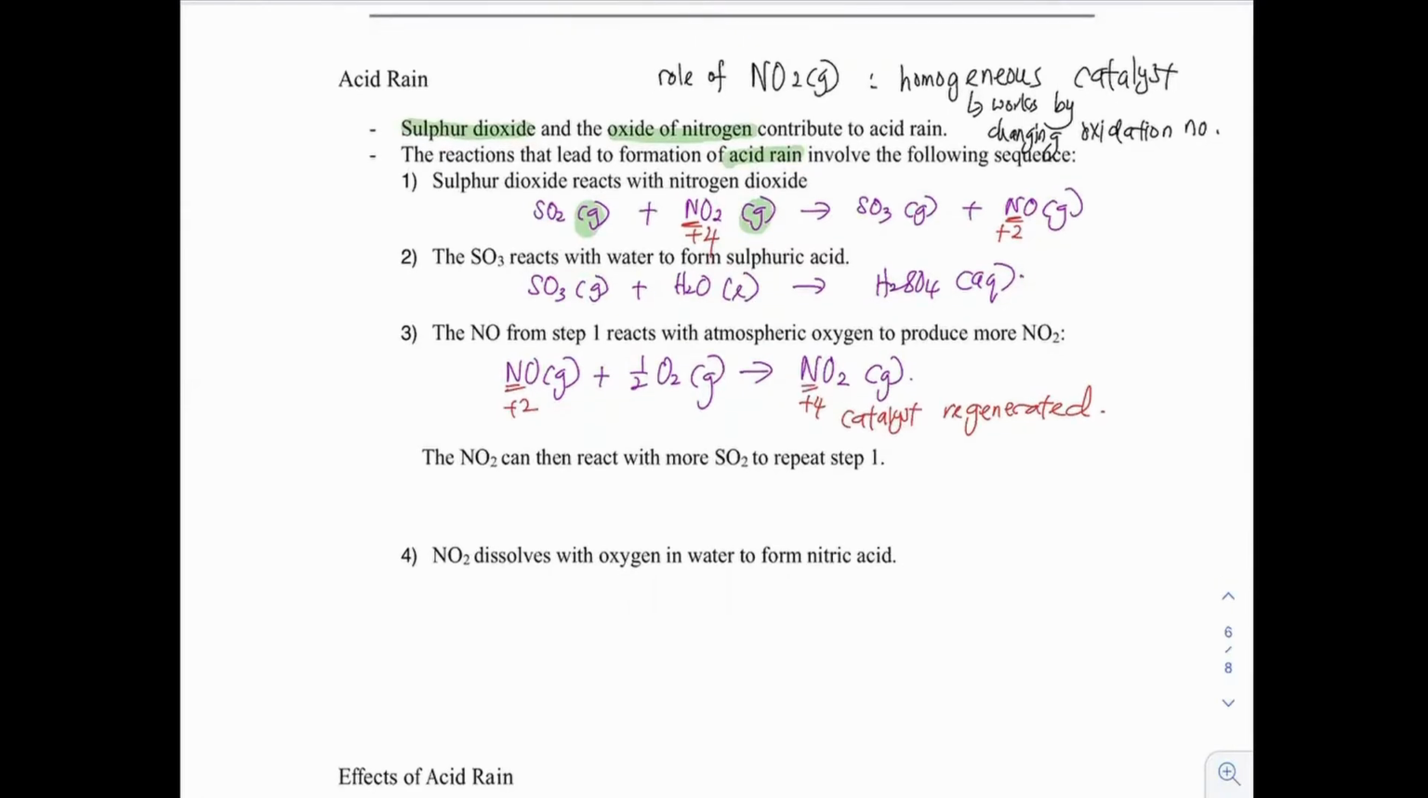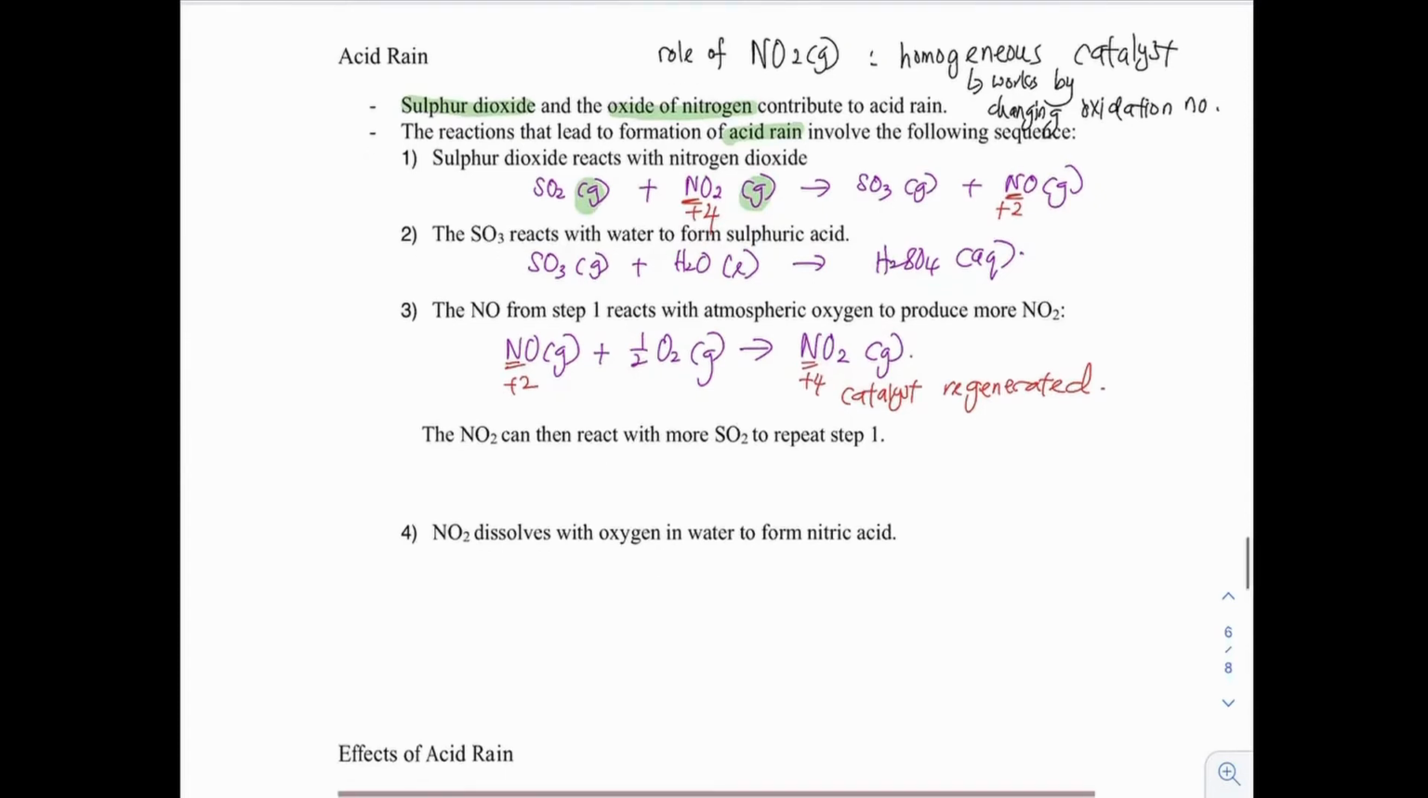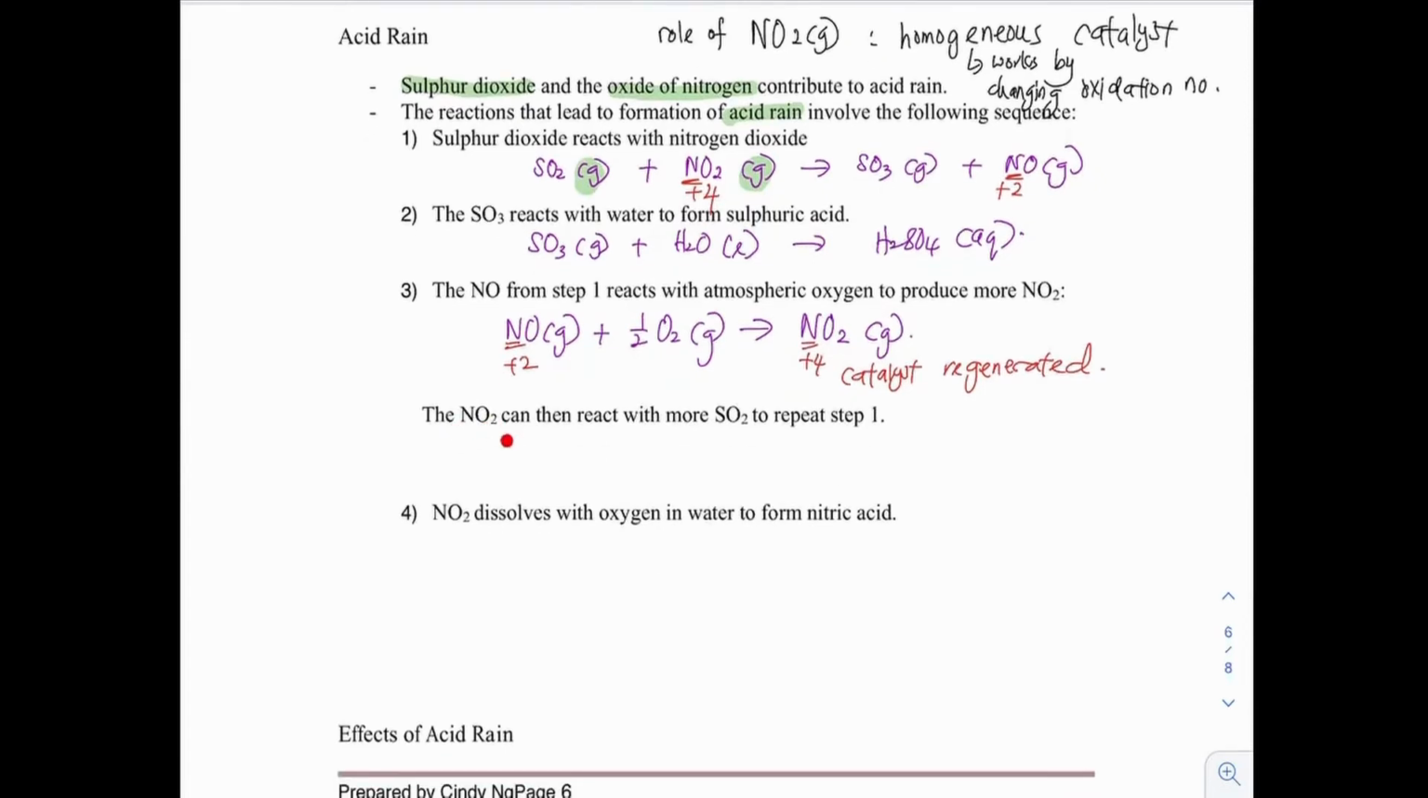So it says that the NO can then react with more SO2 to repeat step 1, which is here. Or NO would dissolve with oxygen in water to form nitric acid, which means the same equation happens again. Your favorite equation here, the one that forms nitric acid.